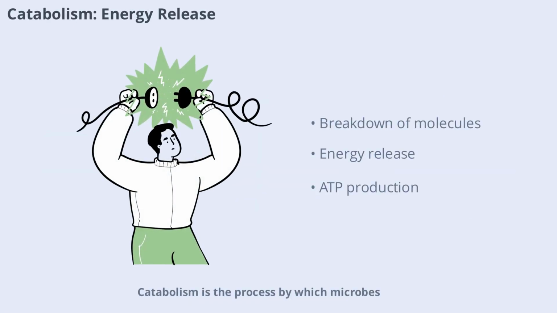bodies. Metabolism is the process by which microbes break down complex molecules into simpler ones, releasing energy in the process. This energy is then used to fuel other cellular activities. For example, bacteria can break down sugars, fats, or proteins depending on their environment and genetic makeup. The energy released during catabolism is often stored in molecules like ATP, which acts as the cell's energy currency. Catabolic pathways are essential for microbial survival, especially in nutrient-limited environments.